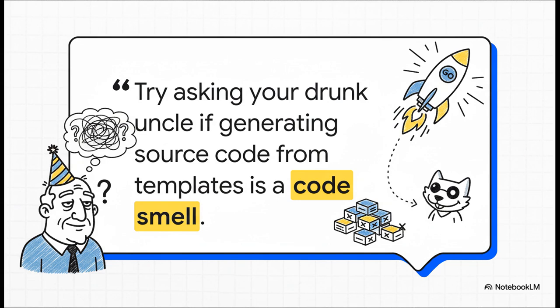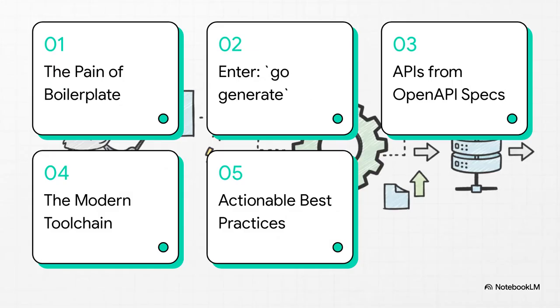Code generation definitely has a bit of a reputation, but I'm here to argue that when you use it the right way, especially in Go, it's an absolute game changer for getting rid of that repetitive, error-prone work we all hate. So, here's our game plan. We're going to start with the problem, the pain of boilerplate, then look at Go's built-in solution for it. After that, we'll see how to apply it to API development and wrap up with the latest tools and best practices you can start using right away.